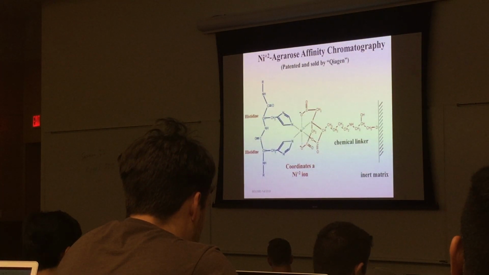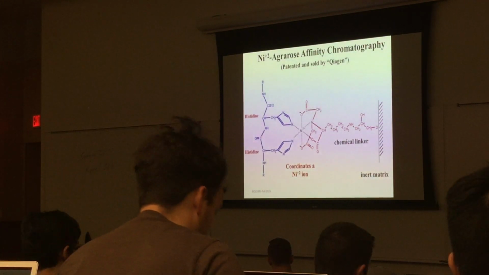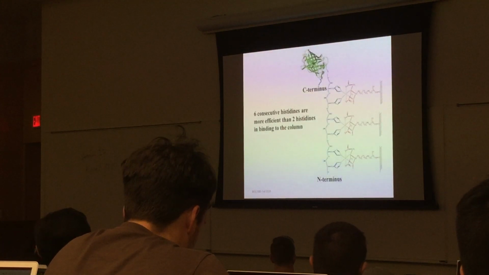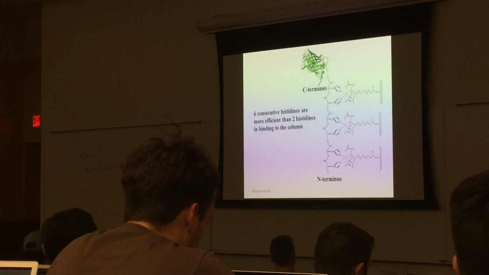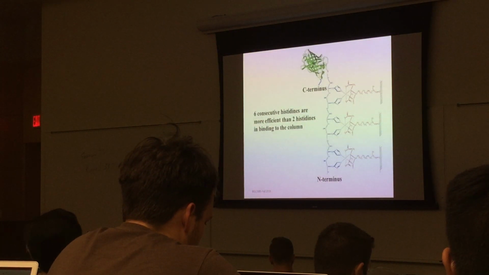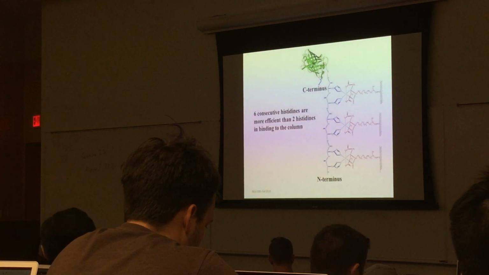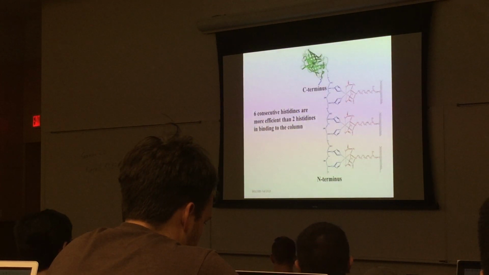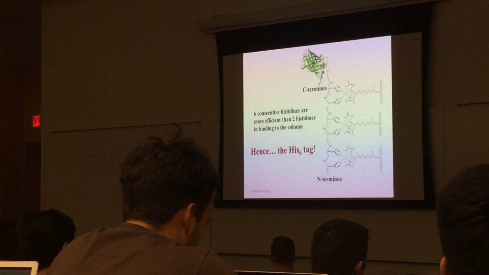Okay? And so, if we look at a column, we're just looking at the lower version of this. Let's look at a bigger version of this. On the right is the column itself. There's our target protein, GFP, 3-dimensional structure. And at the end terminus, we have 6 histidines in a row. 6 histidines are more efficient than 2 histidines in binding to the column. That's just been done empirically. And hence, we use a His6 tag.